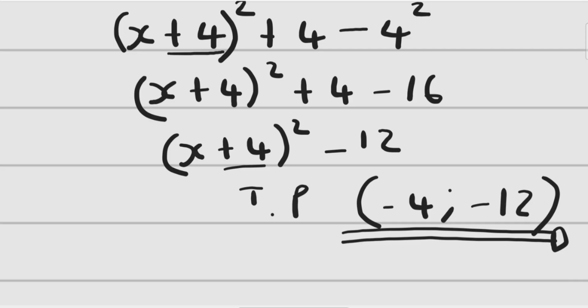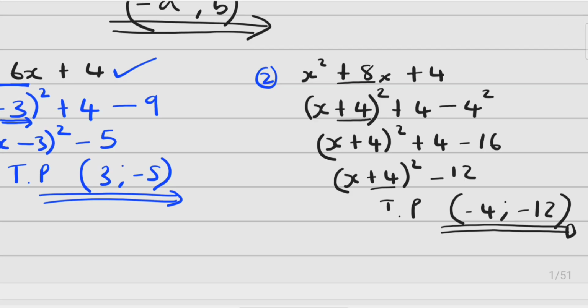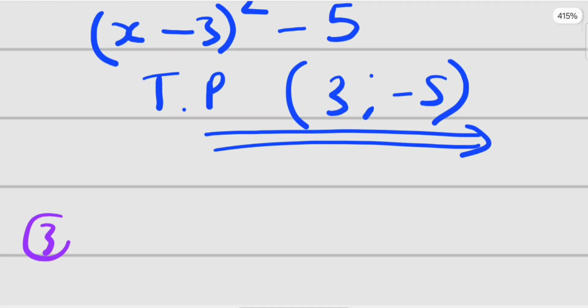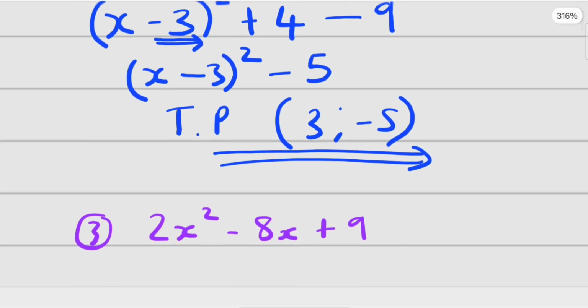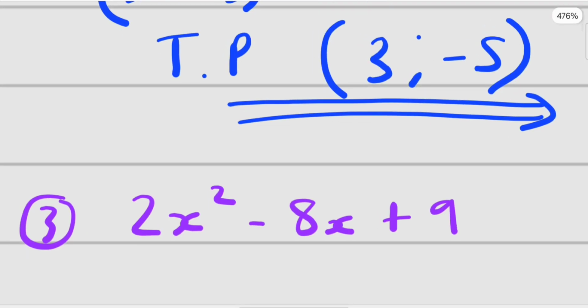Right? Let's do 2 more examples with a different number as the coefficient of x squared. Let's do one with 2x squared minus 8x plus 9, for example. So remember what we were doing for the previous 2 examples. We were first making sure that the coefficient of x squared was 1. So it's the exact same thing that we're going to do with this one.